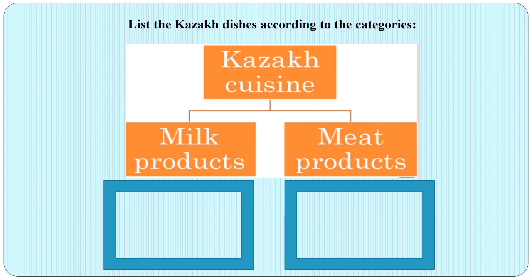Perfect. Milk products are kumys, kumran, kurd, while meat products are ribs, liver, kidney, and so on.